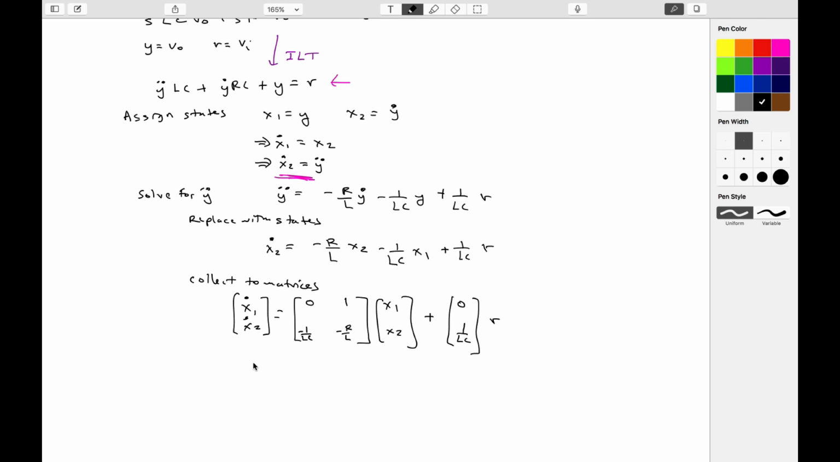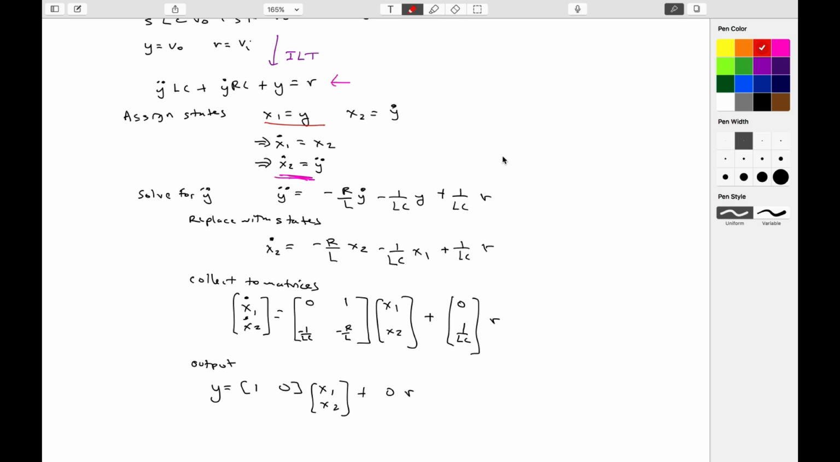All right, and then the last thing I need is my output equation. So y, which is my output, I've already defined in terms of states. In fact, it's just right here. It says that x1 is equal to y, so that means y is equal to 1, 0, x1, x2. All right, what that means is that y is equal to 1 x1 plus 0 x2 plus 0 times r. All right, and altogether, that gives me my solution.